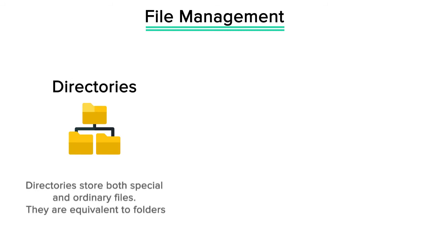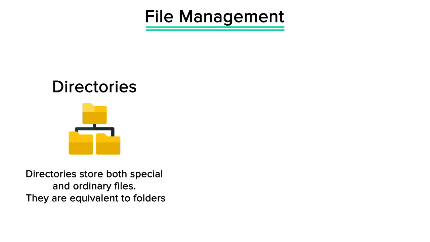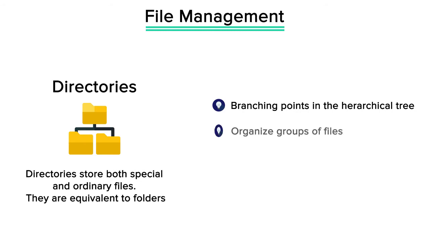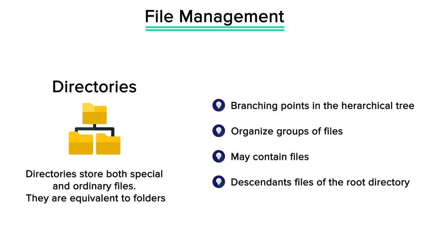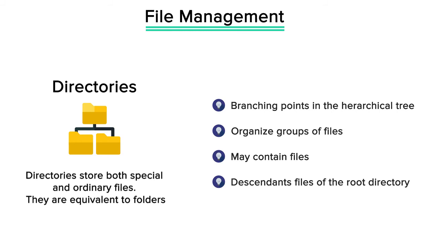Directories. Directories store both special and ordinary files. For users familiar with Windows, Unix directories are equivalent to folders. Branching points in the hierarchical tree, used to organize groups of files, may contain ordinary files, special files, or other directories. All files are descendants of the root directory named root, located at the top of the tree.